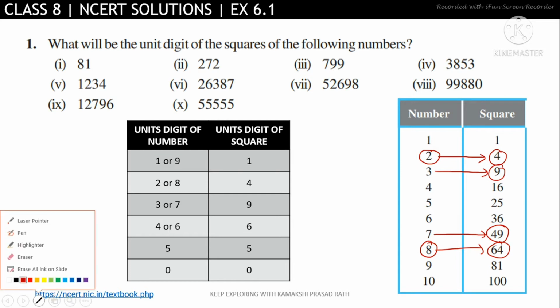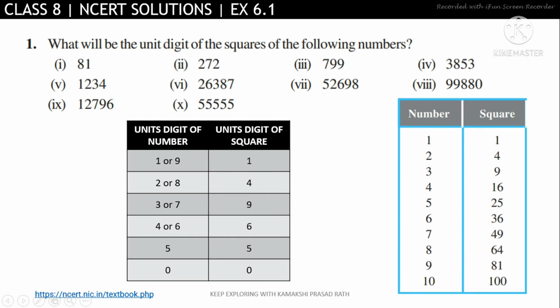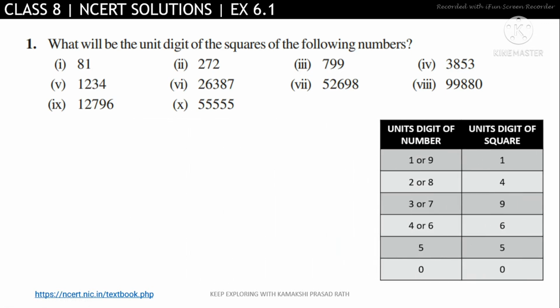So here, this table will be very much useful now to do these sums. So just you have to remember this: 1 or 9, the units place of the square will be 1, because see, 1 square is 1 and 9 square is 81. So 1 is the units place of the squares. Similarly, 2 or 8, 2 square is 4, 8 square is 64. So that 4 is the units place for these numbers. So we'll start the question now.